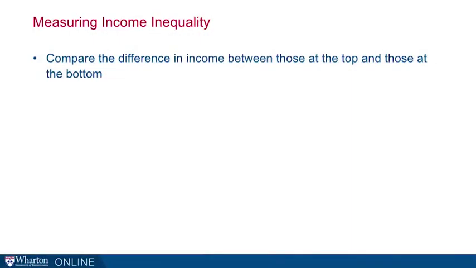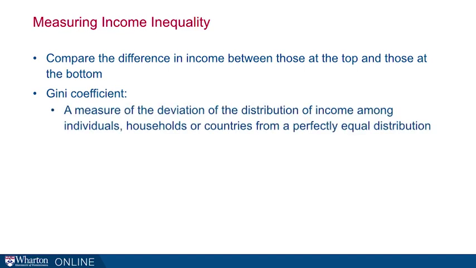First, let me say a couple of things about measuring income inequality. One thing you can do to measure income inequality in a given country is to compare the difference in income between those at the top and those at the bottom of the distribution. A second, more accurate way of measuring income inequality is to use the so-called Gini coefficient, which is a measure of the deviation of the distribution of income among individuals, households, or countries from a perfectly equal distribution.